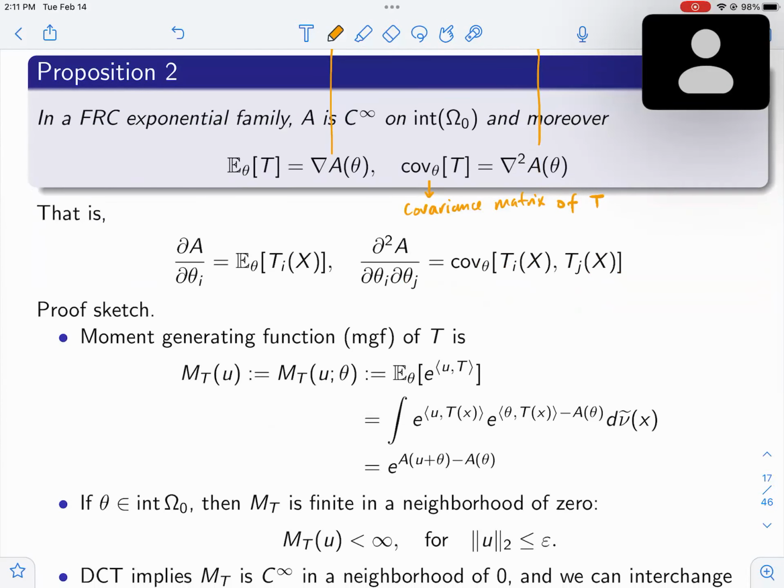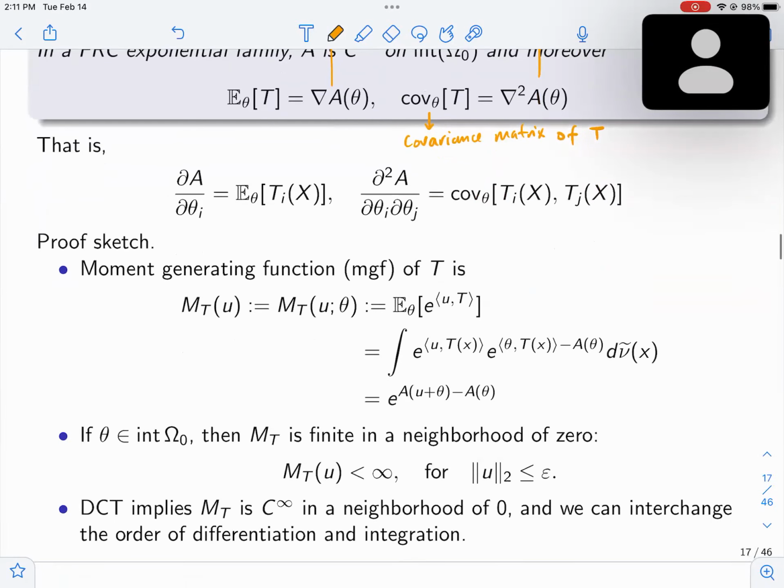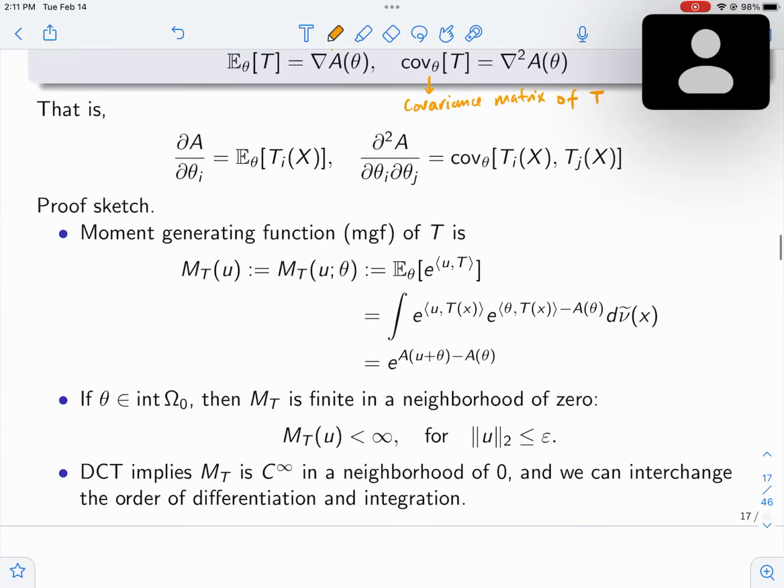Okay, so how do you prove this? The approach is to calculate the moment generating function. If you remember, it's called the moment generating function because the derivatives give you the moments. So if you calculate it, then you can differentiate it and get the moments.